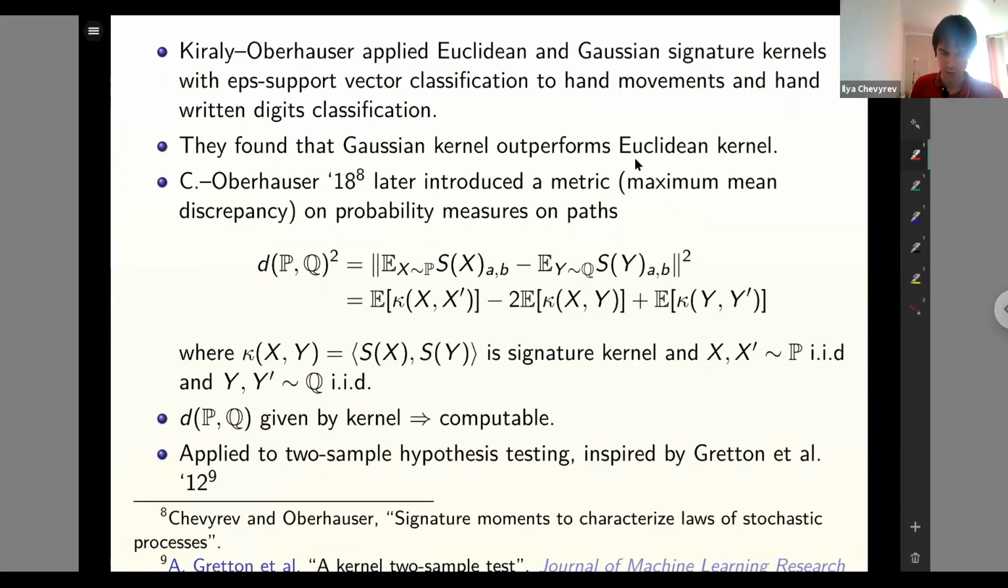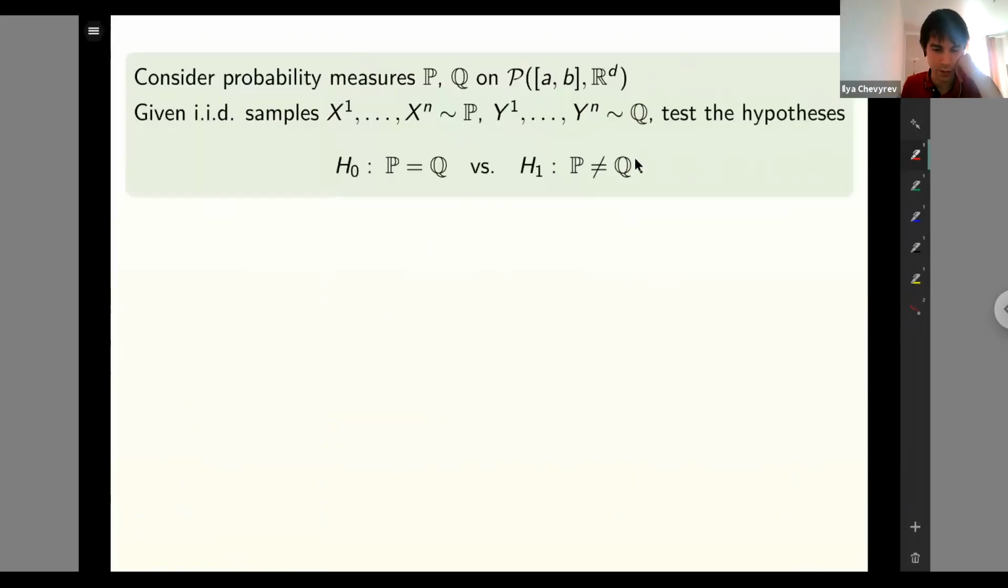So again, using kernel methods for two-sample hypothesis testing was not our idea. It was actually done in quite a systematic way back in 2012. There's quite a nice paper about this called kernel two-sample test. Okay, so here I've rewritten the problem. Given a finite number of samples from P and Q, we want to test the hypothesis H0 that they're equal versus the alternative H1 that they're not equal.